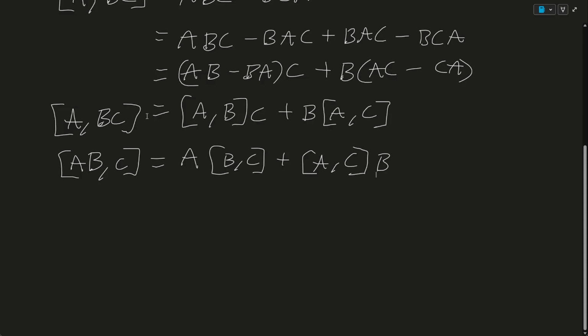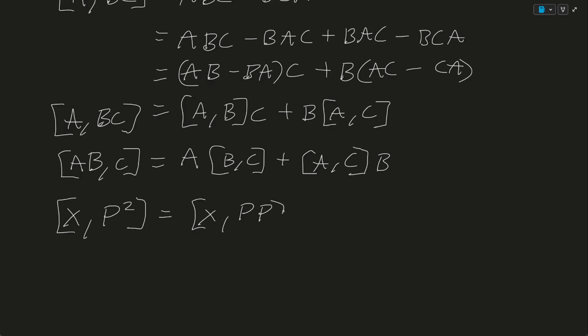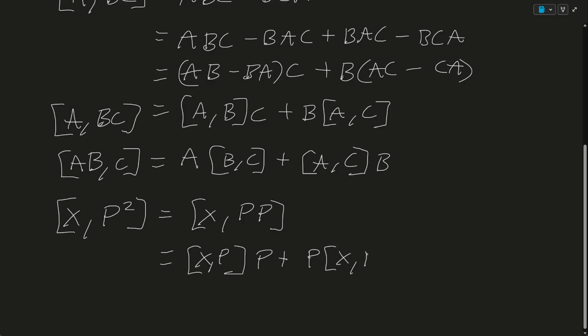And now we can flex this. Let's try then [x, p squared]. Again, x is our position and p squared is our linear momentum operator. So this is simply [x, p times p], which then plugging this into our first rule is going to be [x, p] times p plus p times [x, p].